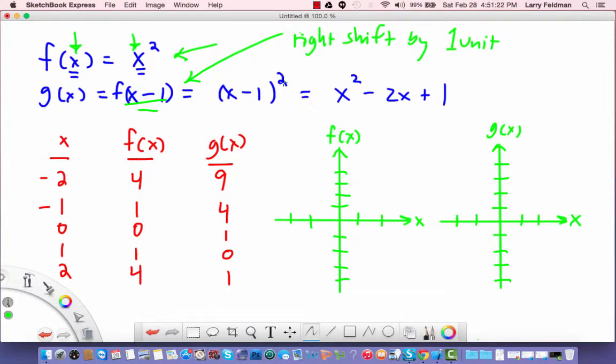And g of x is either that expression or that expression. They're both the same, they just look different. And if we, for example, sub in -2 for x here, we get -2 minus 1, which is -3. Quantity squared is 9, so we have 9. And subbing in -2 into this expression over here gives us the exact same number. And continuing on, if we sub in -1, 0, 1, and 2 for x, we get 9, 4, 1, 0, 1. So let's take a look at this on the graphs.